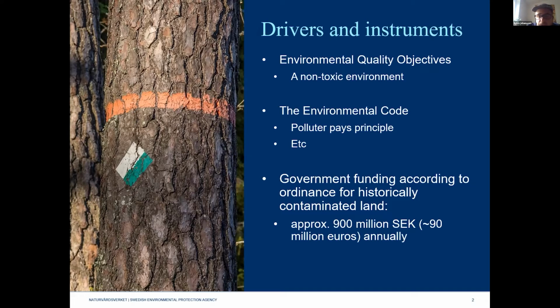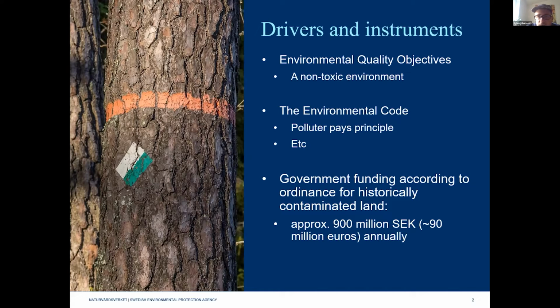So in order to reach those objectives, we need to manage our contaminated sites. As I said, the main principle is that the polluter should pay for the cleanup necessary to achieve those goals. But since we have a long industrial history, there are a lot of contaminated sites where it's not possible to make the polluter pay. Either they don't exist anymore or the contamination occurred before there was a valid environmental law. So we have government funding to finance those cleanups, approximately 90 million euros annually, and the last couple of years it's been increasing.